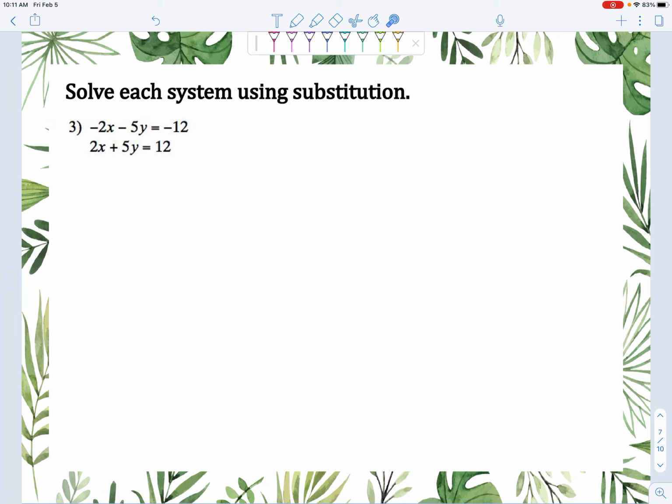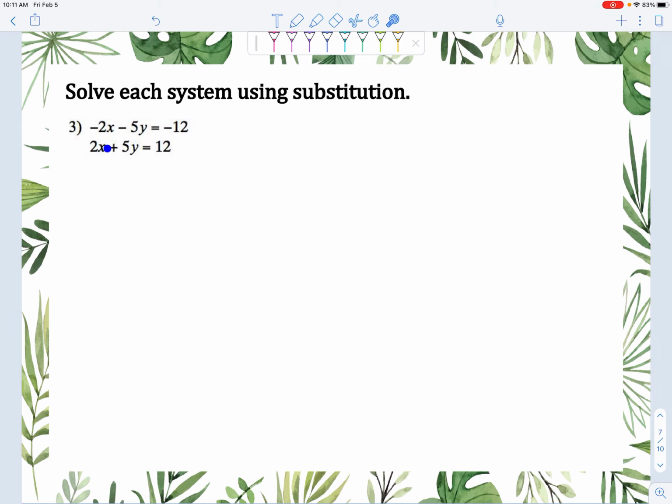Let's try another one. So again, I don't have a variable by itself, so I'm looking to see if I have a coefficient of 1 or -1. Unfortunately, I don't. So at this point, I have to make a choice of which coefficient do I think is going to be the easiest to divide everything by. Well, this one actually doesn't work out too bad.